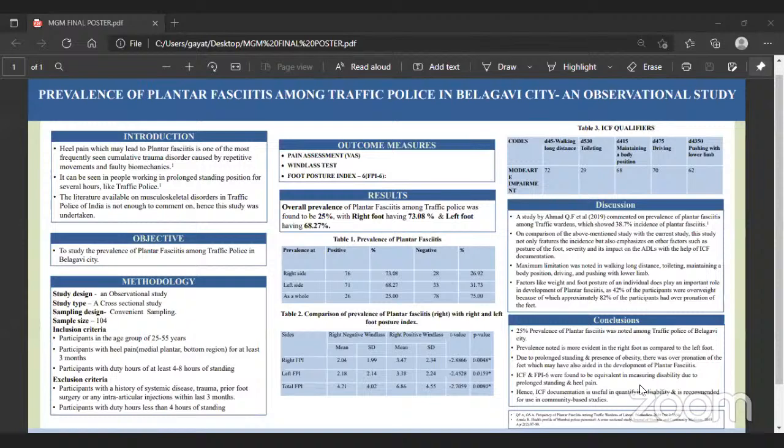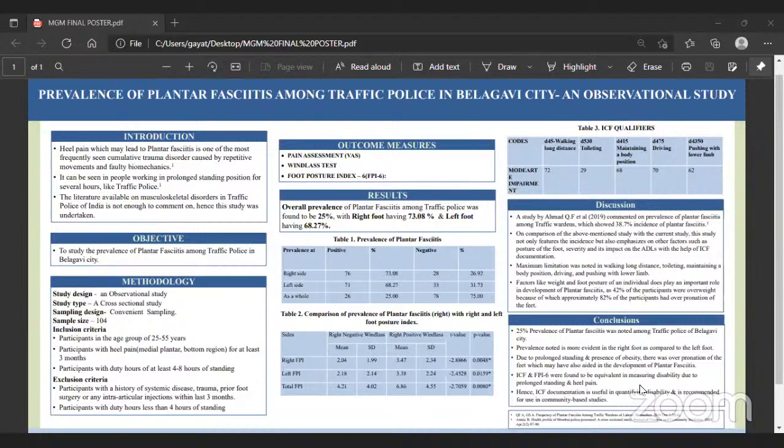Outcome measures used were pain. Pain assessment was done by a visual analog scale, the Windlass test for plantar fasciitis, and the Foot Posture Index 6. So the results were: overall prevalence of plantar fasciitis among traffic police was found to be 25%, with the right foot having 73.08% and the left foot having 68.27% prevalence. In table 1, we can see the prevalence of plantar fasciitis.